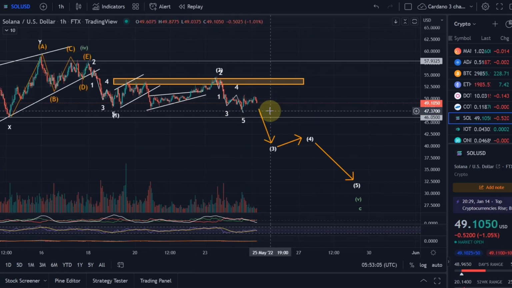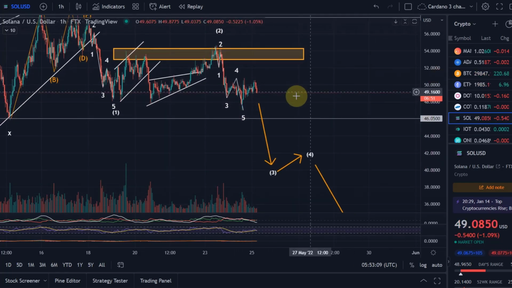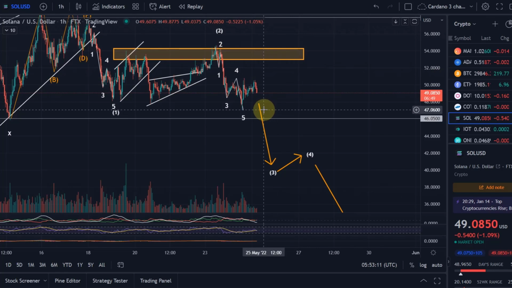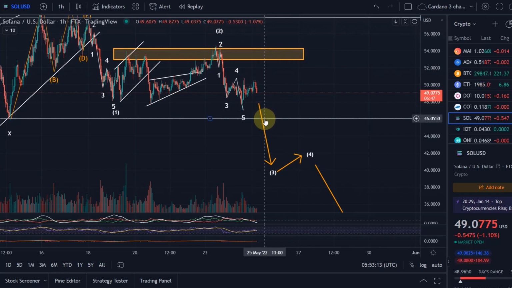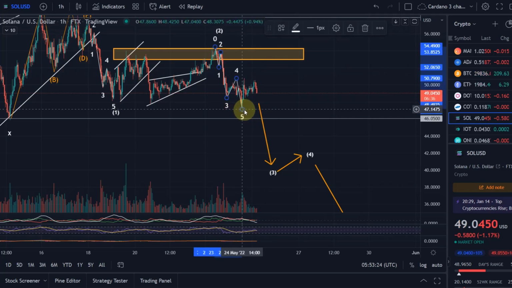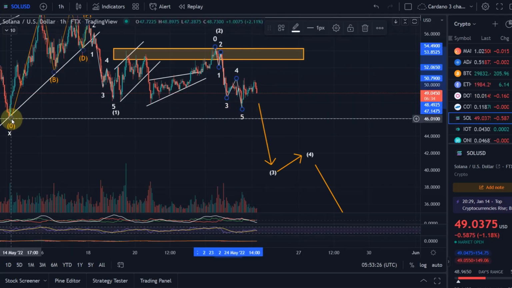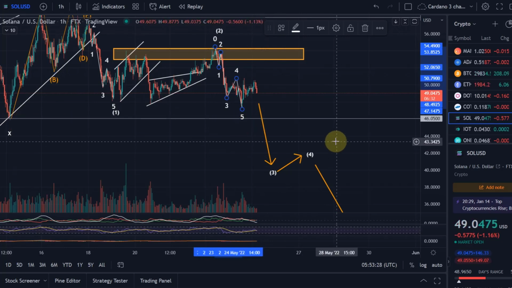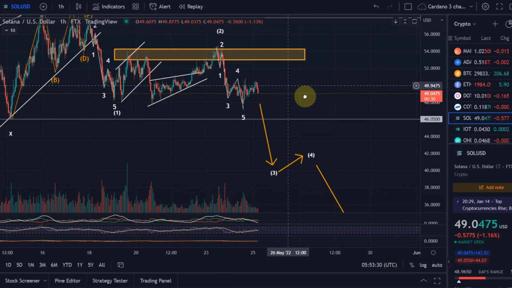The market can always do something different and can do something unlikely. This would be for me the most likely outcome now, the most likely scenario. That would be confirmed, as I said, below $46. It would already be getting very likely below $47, that wave 5 low here. But then really that wave X low here at $46 would confirm that we are in this wave 3.